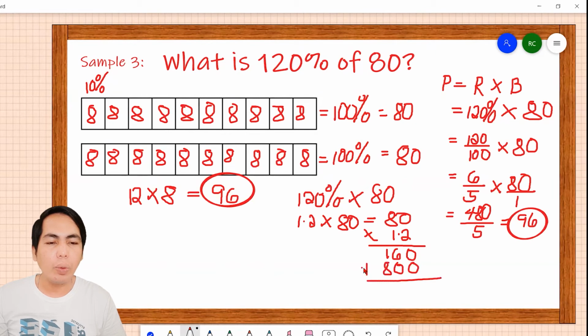So we are going to add our initial products. 0 plus 0 is 0. 0 plus 6 is 6. 8 plus 1 is 9. So we have to count the decimal places in our factors. So we have 1, and then we also have to count 1 digit starting from the right. So we have 1 decimal point to give us 96. So therefore, 120% of 80 is 96.